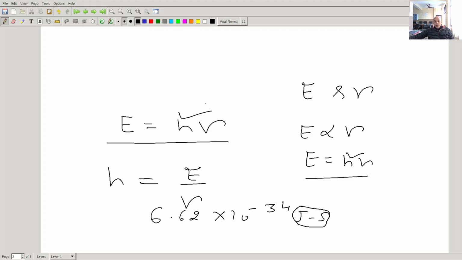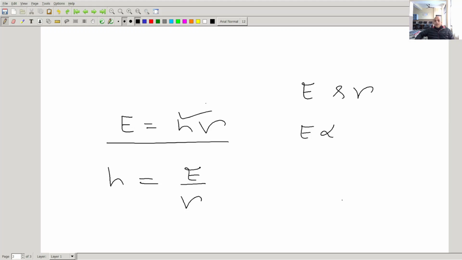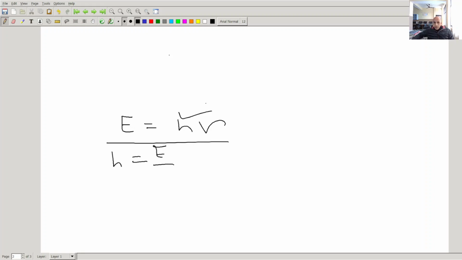I have also explained in the class that Planck's constant has the dimensions of angular momentum, right? So if you write down the dimension formula for Planck's constant, it will come out to be the dimension formula of angular momentum, right? You can derive it also from here. h is equal to E upon nu.